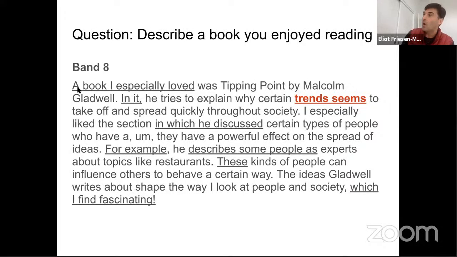So at the very beginning, a book I especially loved. Okay, there's another descriptive adjective clause there. A book, we can take out the relative pronoun that. We've got a book that I especially love, or a book I especially loved is good, perfect, nice grammar there. In it, he tries to explain why certain trends seems, okay, there's our mistake, to take off and spread quickly through society. Okay, a simple sentence there, nothing fancy about that sentence structure.